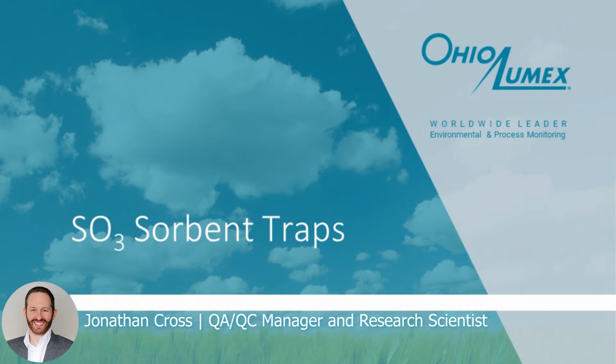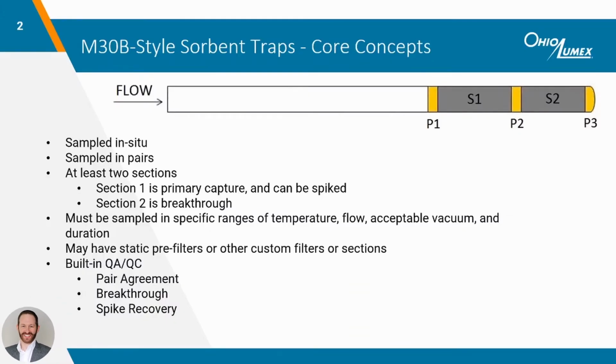Before discussing SO3 traps specifically, let's go over some of the core concepts of sorbent traps generally. The concepts I'll describe on this slide cover all of the Ohio Lumex sorbent trap methods that are modeled after EPA method 30B. This includes sorbent traps for mercury, ammonia, SO3, hydrogen halides, selenium, and arsenic. These sorbent trap methods are designed to be sampled directly in the sample gas and sampled simultaneously in co-located pairs.